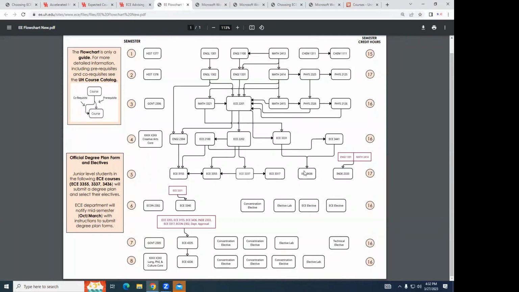Other questions? Can you still take digital logic design and circuits 1 at the same time? So there is, let's see, do we still have it?